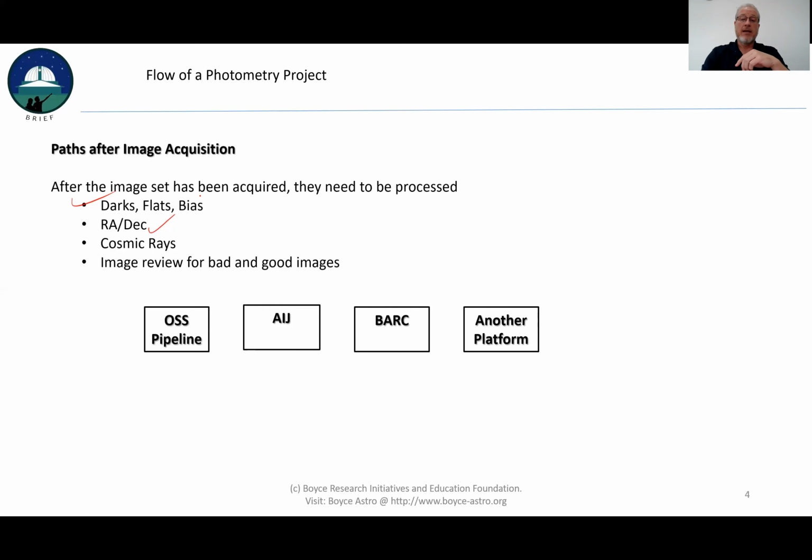That happens. And then your methods for processing could be the OSS pipeline through Dr. Michael Fitzgerald. You may use an AIJ process. You can process on the Bryce computer with MaxIm or Mira. Or you may have a platform that's available to you that you would like to use.